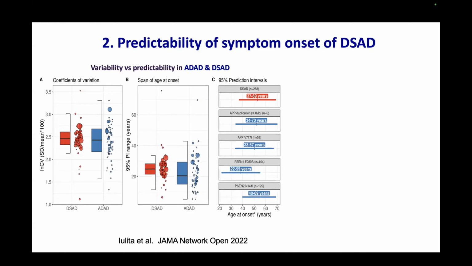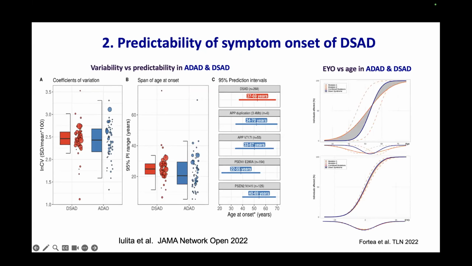And here, what I want to say is that in red, we have many studies with Down syndrome. In blue, we have many studies in autosomal dominant AD. And here, the dots, as you can see, are basically the same. This is saying how the coefficients of variation, the span of symptom onset, the prediction intervals, essentially how much the presentation changes with respect to age. And as you can see, in red is people with Down syndrome, and this bar is no greater than the others.